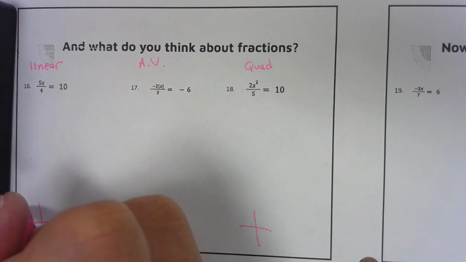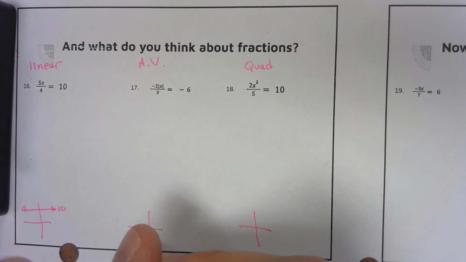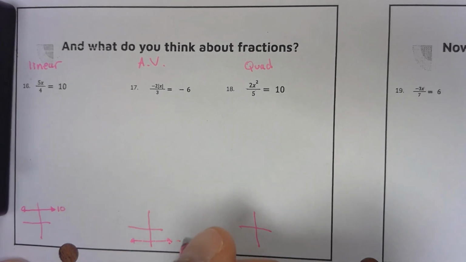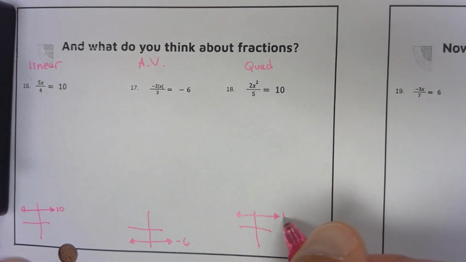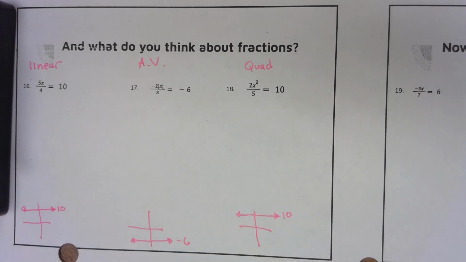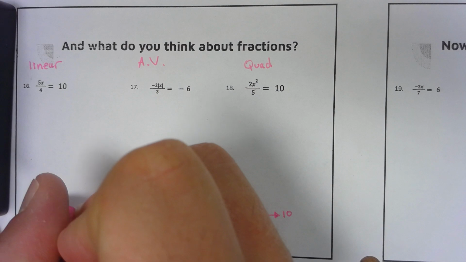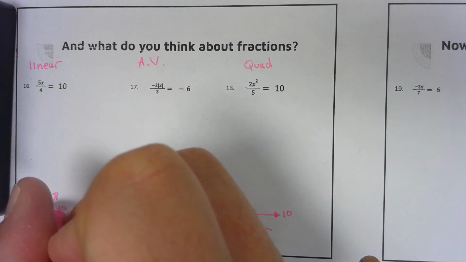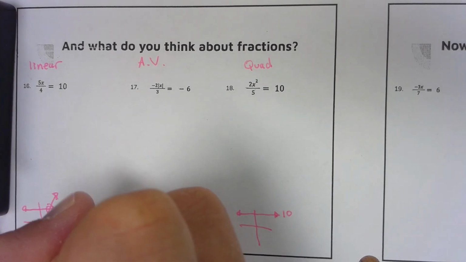Right side is positive 10. For the absolute value, the right side is negative 6. And the right side is positive 10. And then now we just really need to decide, is our A value or the slope positive or negative? Well, with the line, it doesn't really matter. It's 5/4, so it's positive slope, and I'm getting one solution here.